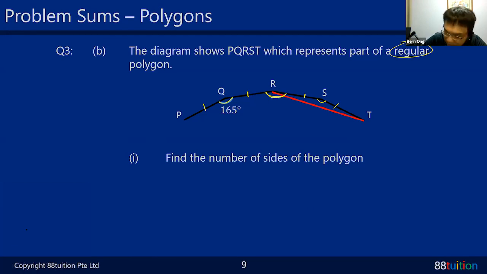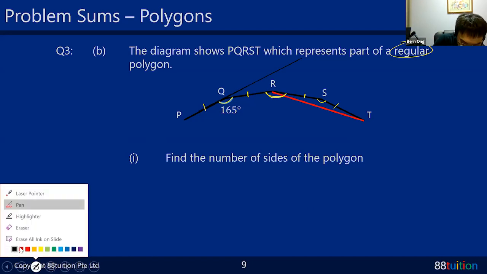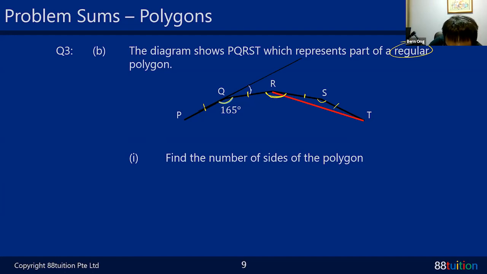So I purposely extend my line here. I use my ruler, and I draw a straight line down here. Can you see this black line? So the inside is 165. The outside, this is my exterior angle. For the exterior angle, you take 180 minus 165, which is 15 degrees.